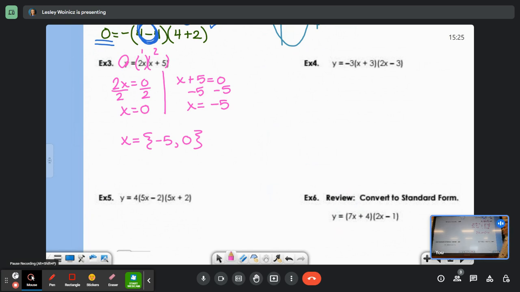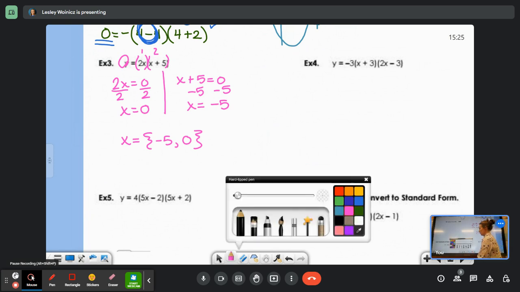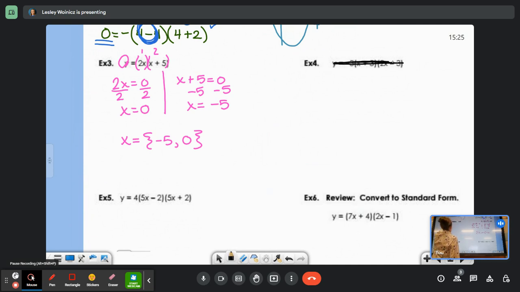Okay, I need your help with something. For number 4, I want you to cross it out, and I want you to write something else instead. Oh, you thought you were going to not have to do one. Which one do I want to do? Okay, I want to do this one. y equals (x plus 5) squared minus 81.